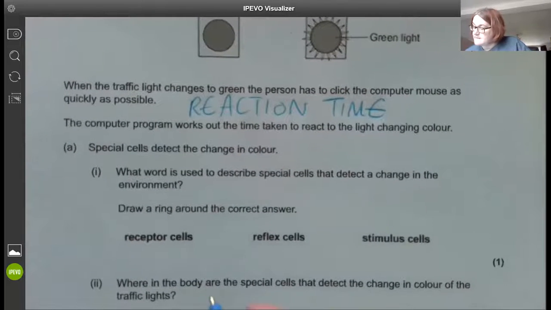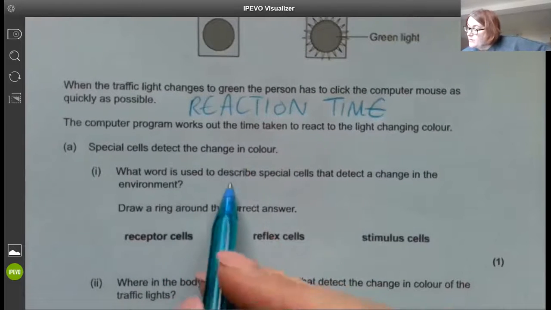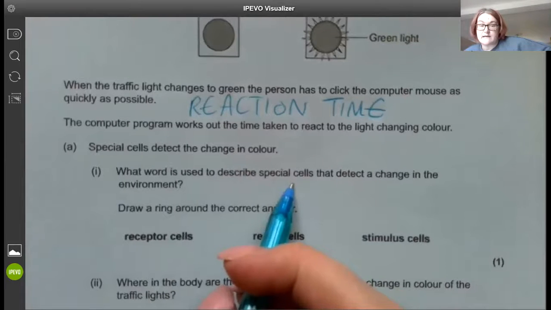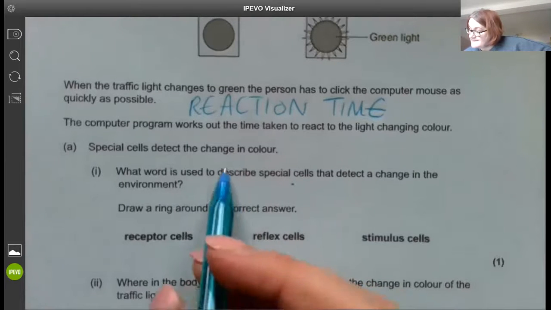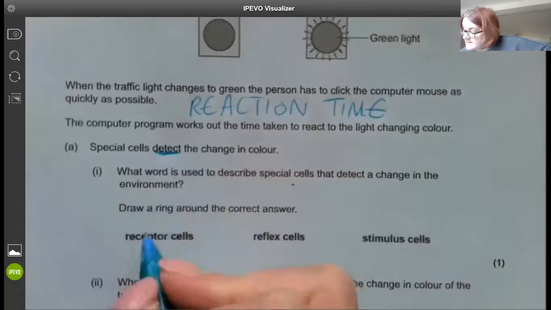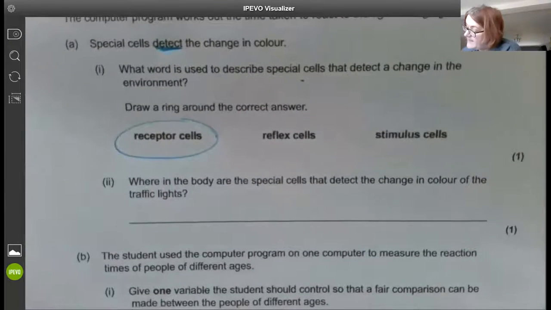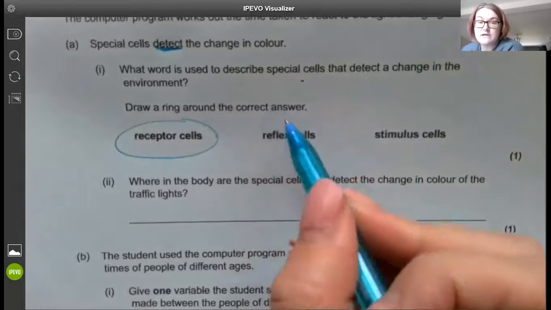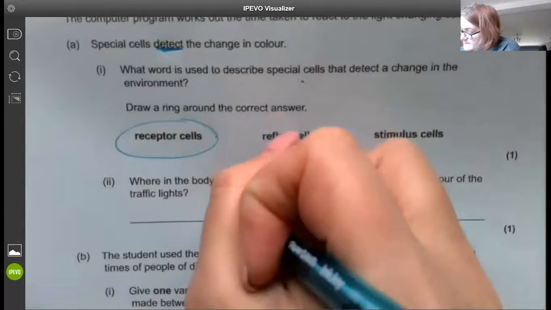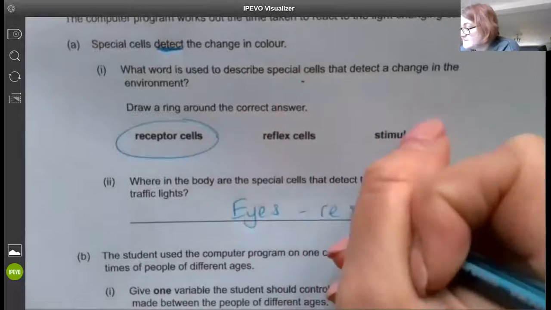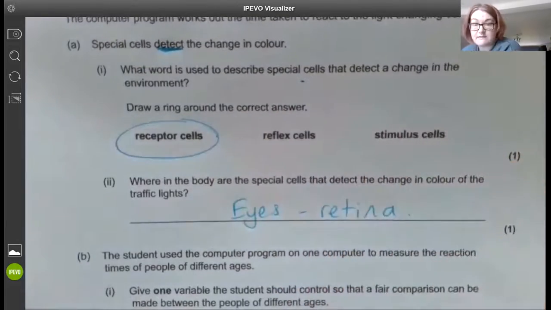It says special cells detect the change in colour. What word is used to describe those special cells? So anything that does the detecting, there's our key word, is a receptor cell. Where in the body are they? Well, if they're detecting a change and it's using colour, then they're going to be in the eyes, specifically in the retina, but the eyes would have got you the mark.